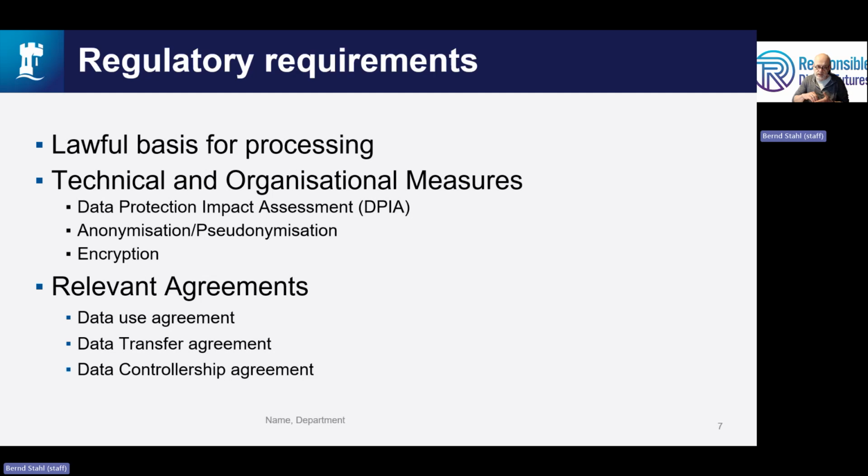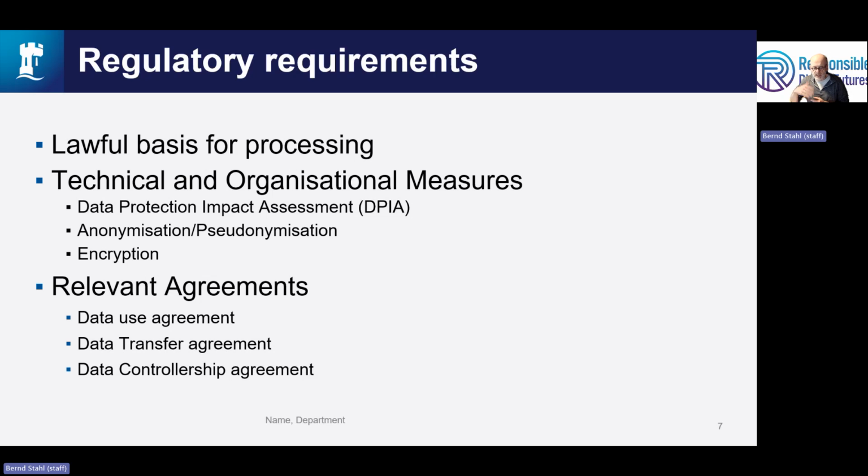Again, I'll come back to that in a minute. You may need to anonymize data, pseudonymize data. There may be a need for encryption. There may be a need for access control measures in all sorts of physical or electronic ways. So there are many, many different measures that you may have to implement.